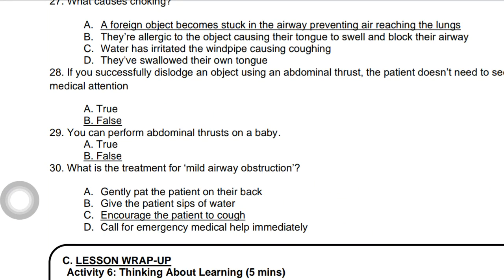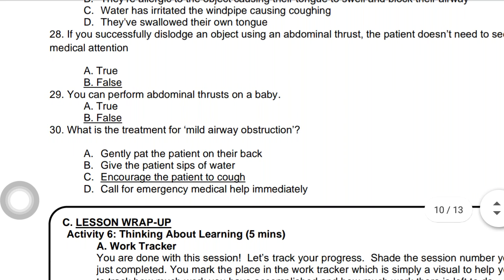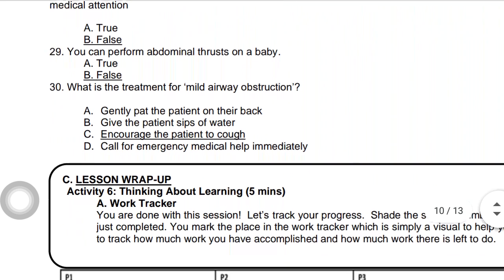You can perform abdominal thrust on a baby. It's false. You should not do abdominal thrusts on a baby. What is the treatment for mild airway obstruction? Encourage the person to cough.